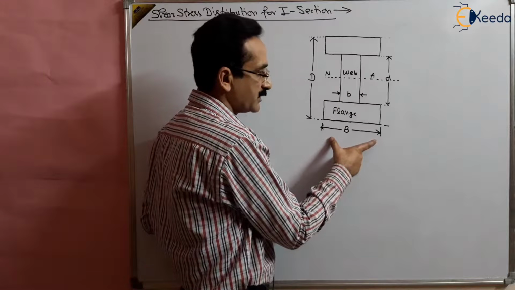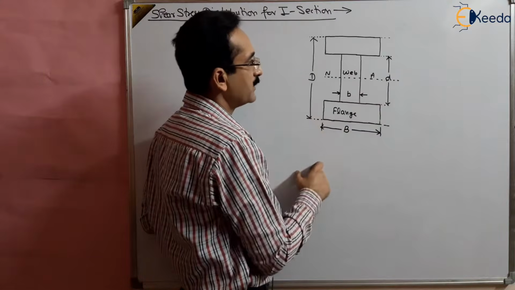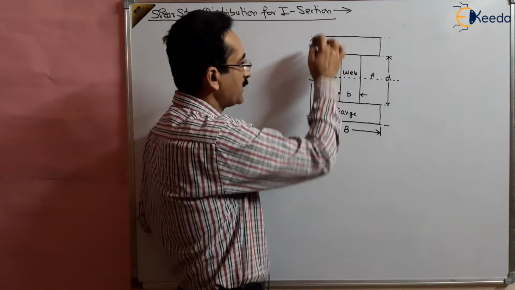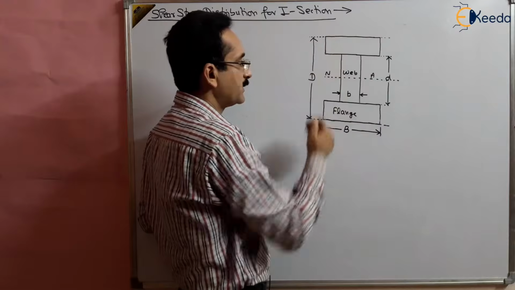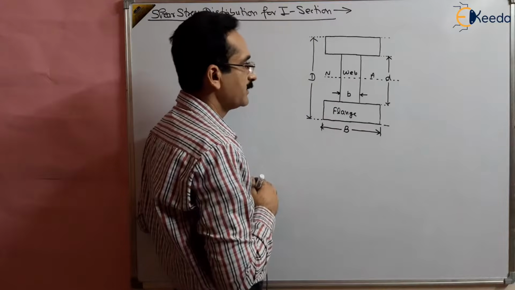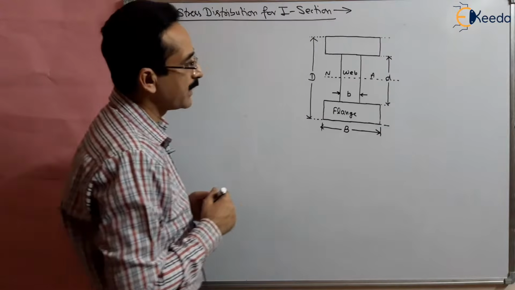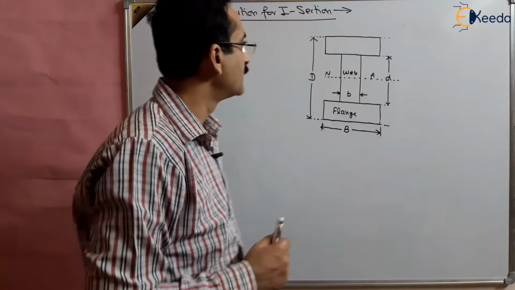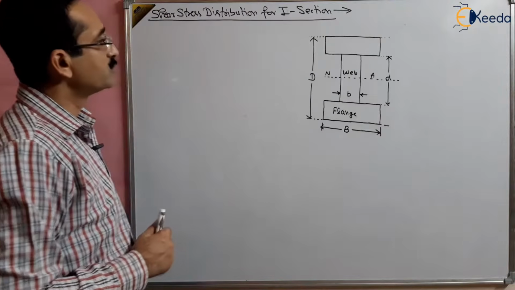The flange width is capital B. The depth of the web is small d, and the entire depth, capital D, is the total depth of the I section, right? And we have to draw the shear stress diagram for this I section. So how should we proceed?